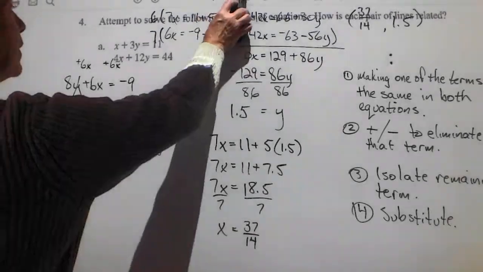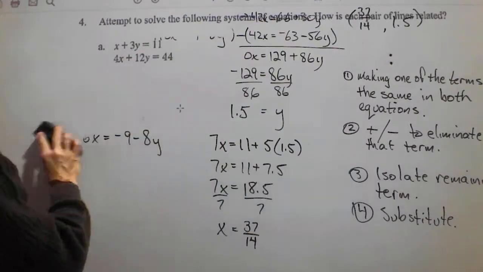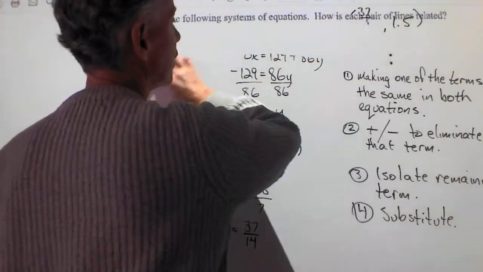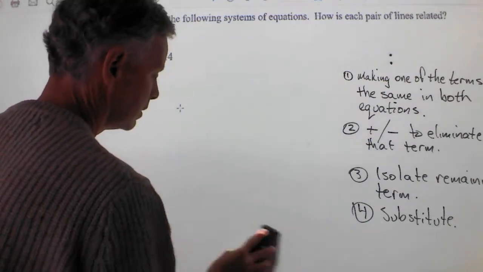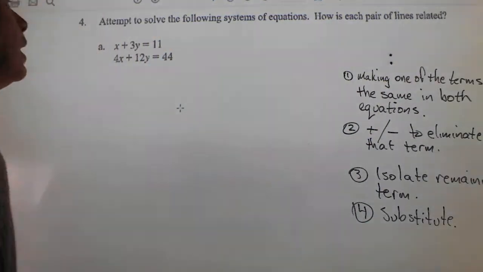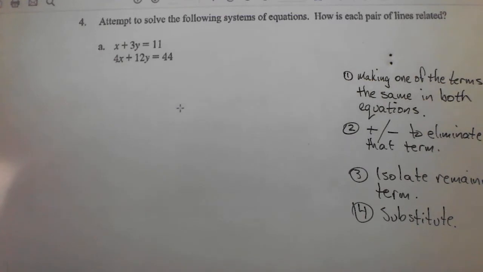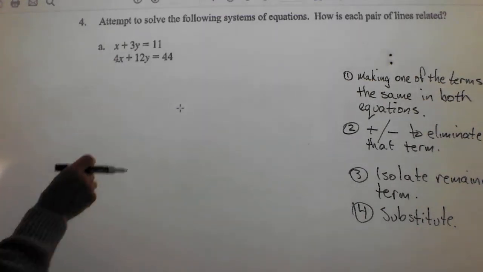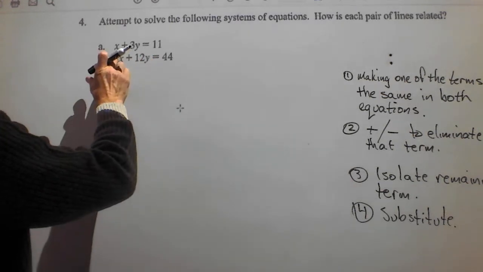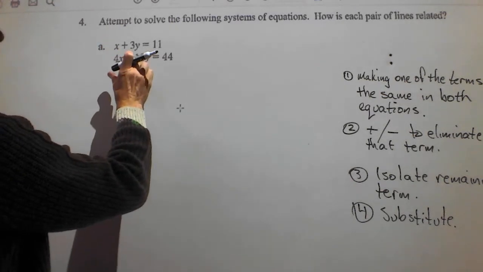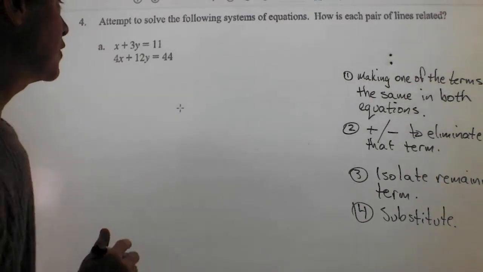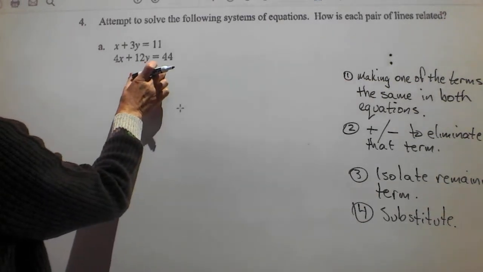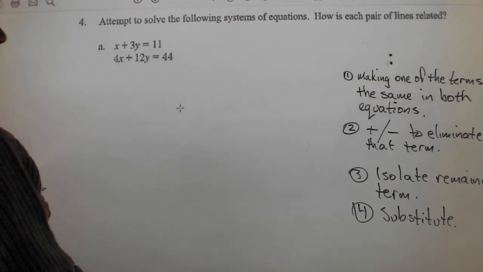So, this one, number 4, says, attempt to solve the following systems of equations. How is each pair of lines related? Okay, so we've got our two lines. The coefficient of x or the coefficient of y are not the same coefficient, so we have to manipulate it. I'm going to make the x the same.